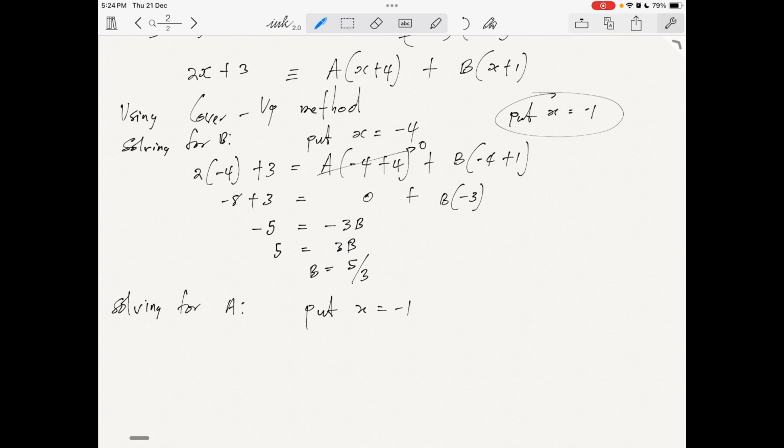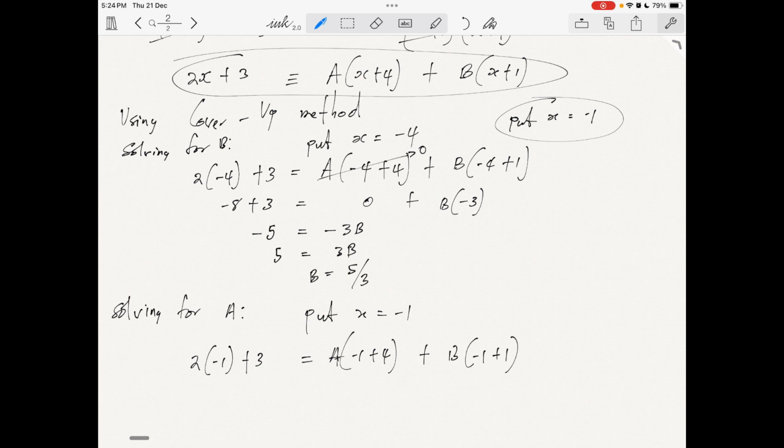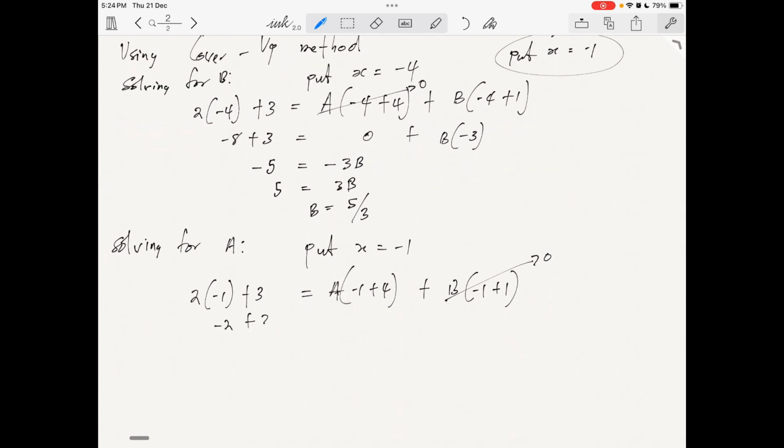So when we put x into -1, wherever we see x in this equation, like we did before, that will be 2 into -1 plus 3 is equal to a into -1 plus 4 plus b into -1 plus 1. Now -1 plus 1 is 0, so everything here turns to 0, right? So this will give us -2 plus 3, and it will be equals to a into 3, because -1 plus 4 is 3, plus 0. So -2 plus 3 is 1, and this is 3a. So our a will be what?